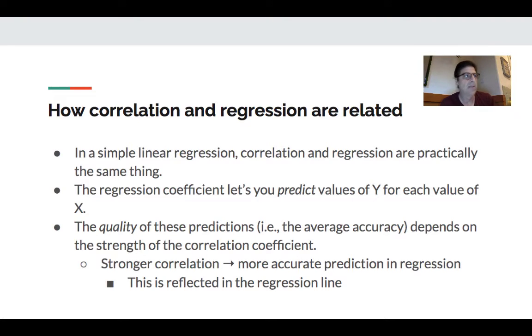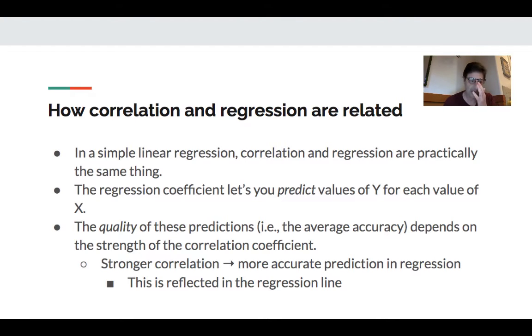find actual predicted values of one variable for each value of the other variable. So if I know somebody is 5 feet 6 inches tall, I could predict their weight to be blank. That would be an example. Now, how good these predictions are, the accuracy of the predictions in a regression coefficient, depends on the strength of the correlation coefficient.